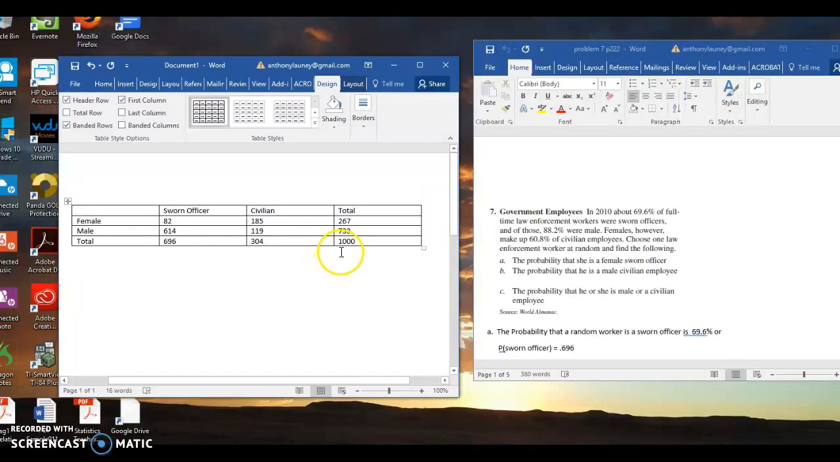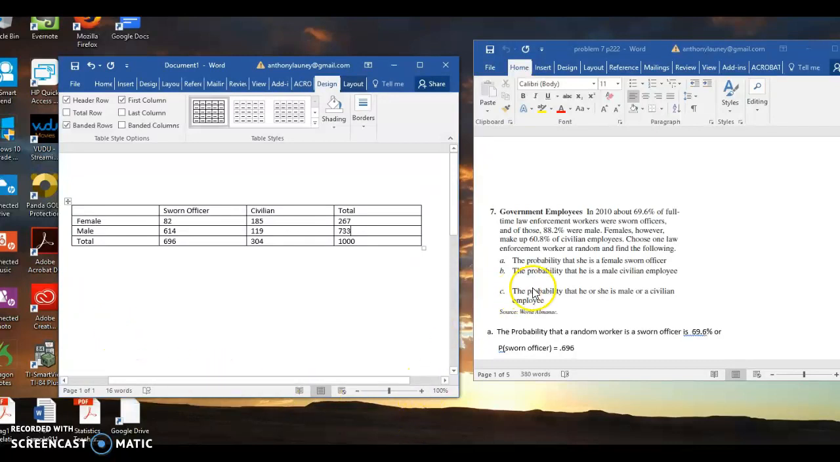So out of these 1,000 randomly selected law enforcement personnel throughout the country, and we're assuming we have a good sample and we've selected from the population so that we have no bias and all that stuff, this is how the numbers come out with these percentages.